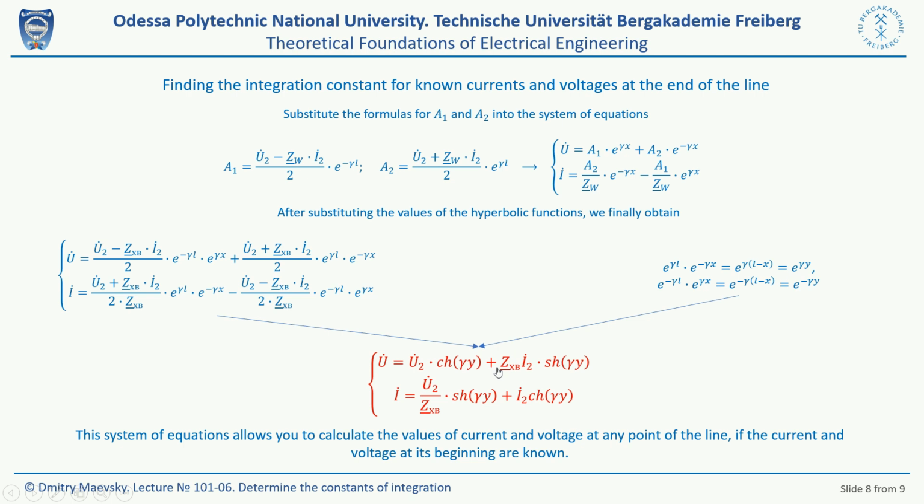Note that in both cases, the voltage and current at any point of the line is the sum of two wave processes. The first process is determined by the exponent of the product gamma and x in a positive degree, and the second in a negative degree. In the next lecture, we will draw very important conclusions from this. For now, let's sum it up.